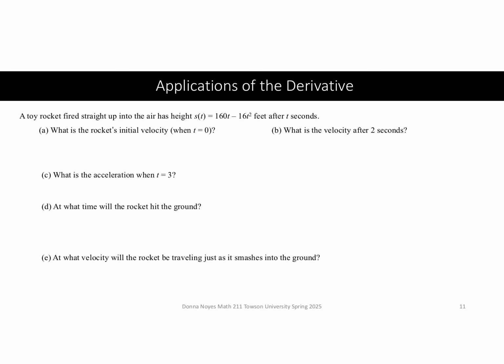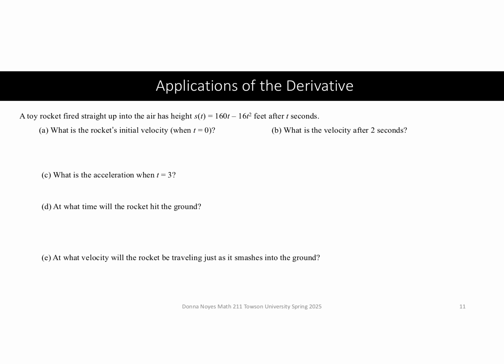So let's see how one of these problems might look. A toy rocket is fired straight up into the air and it has a height s of t equals 160t minus 16t squared feet after t seconds. What is the rocket's initial velocity? Initial means beginning. So what is its starting velocity? How fast is it going when it shoots off the ground?